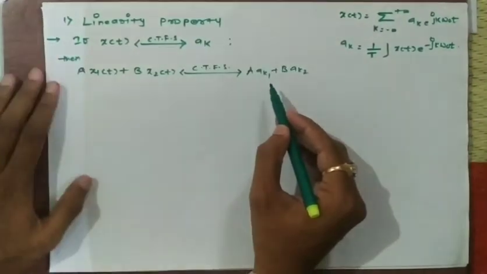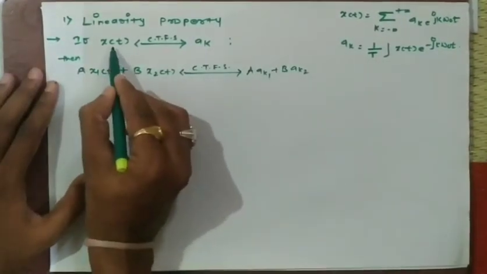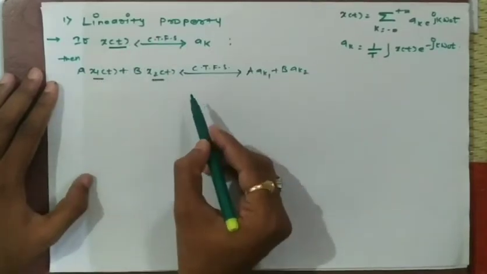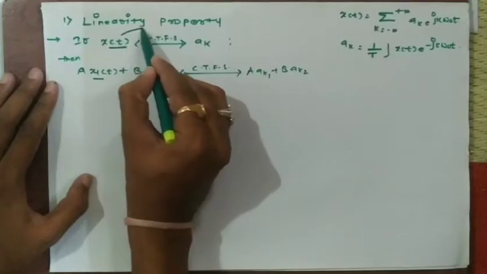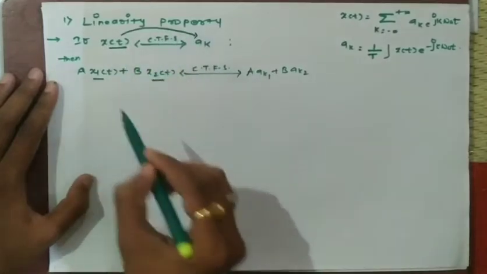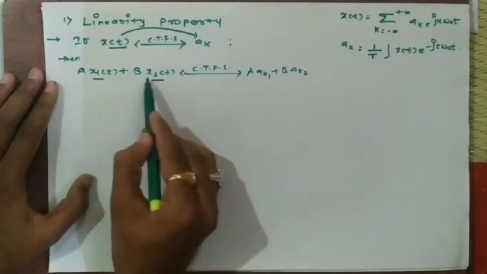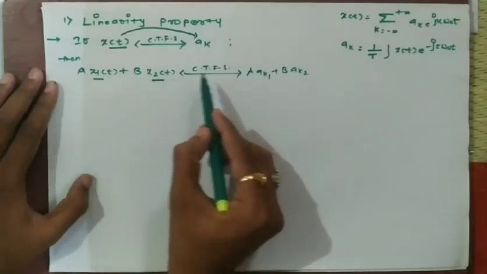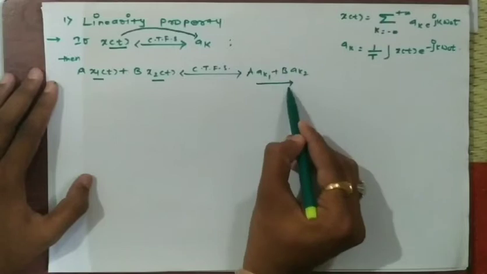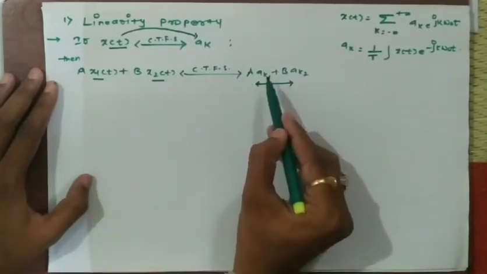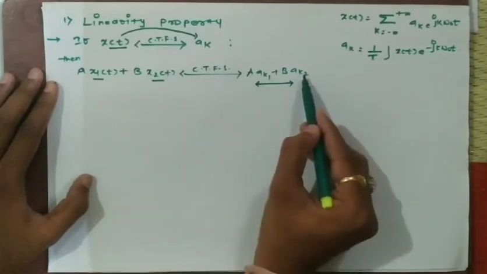property. Now in this case, I have taken two components of x of t as x1 of t and x2 of t. We know that if we have an input signal x of t whose Fourier series coefficient is ak, then if I take its linear combination, its Fourier series becomes a linear combination of the output coefficients: x1 of t has Fourier series coefficient ak1, x2 of t has ak2.